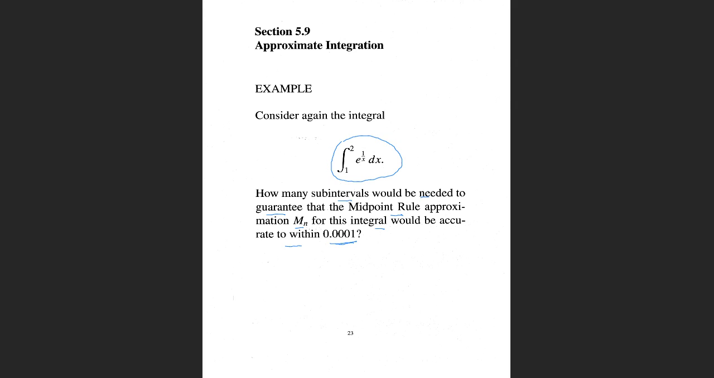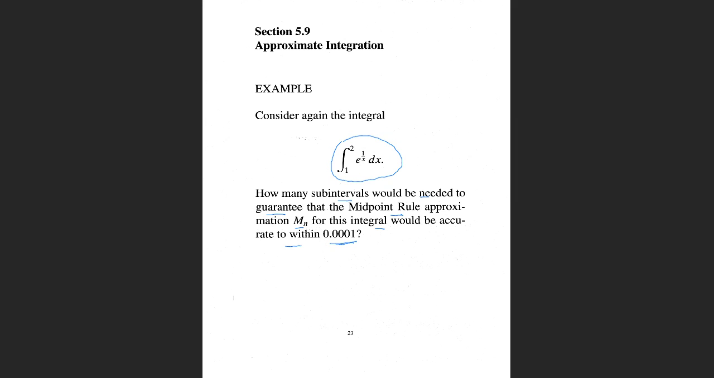Okay, so now what I'm doing is, rather than just saying, oh, let me use 10 subintervals, let me use 20 subintervals for my approximation, I want to figure out ahead of time how many subintervals we will need to use to get an approximation with a desired accuracy.